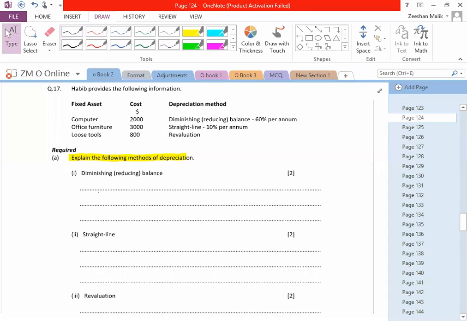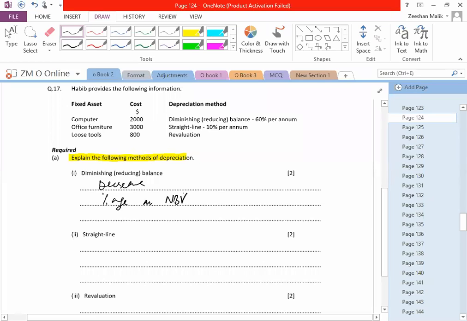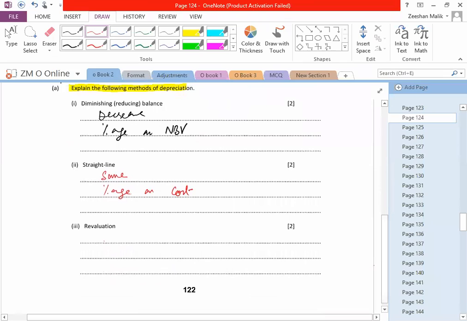Under the diminishing balance method, the amount of depreciation is decreased each year. Percentage is applied on net book value. You need to do it yourself at home. Under the straight line method, the amount of depreciation will remain the same each year. Percentage is applied on cost each year. In the revaluation method, depreciation is calculated by taking the difference. The 2 marks definitions.